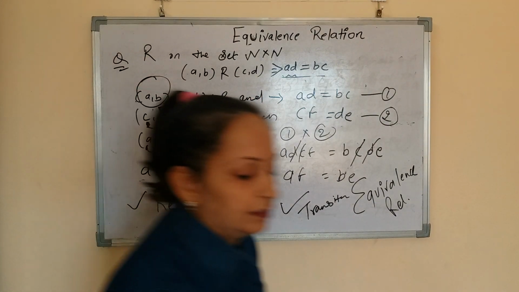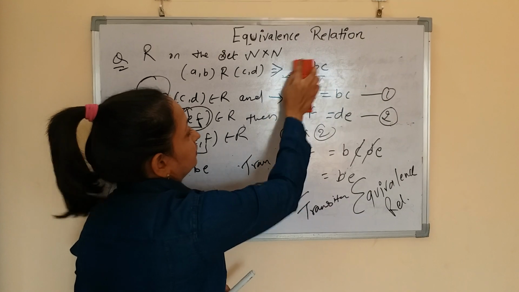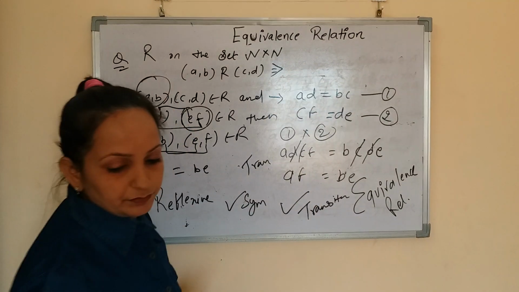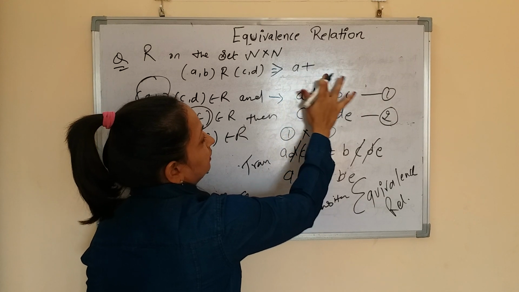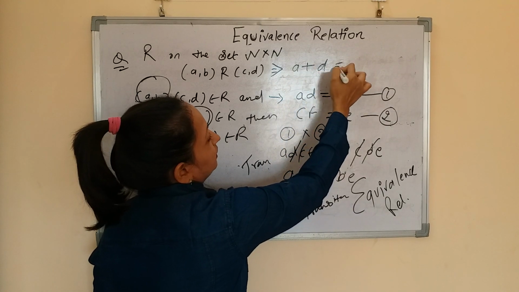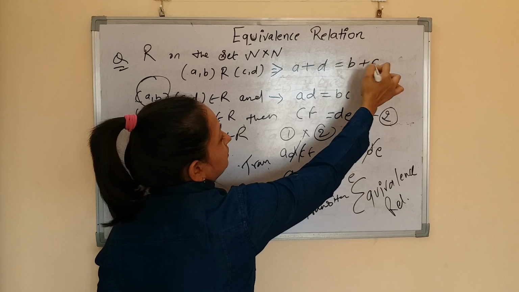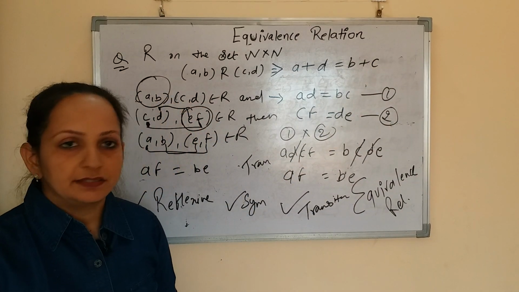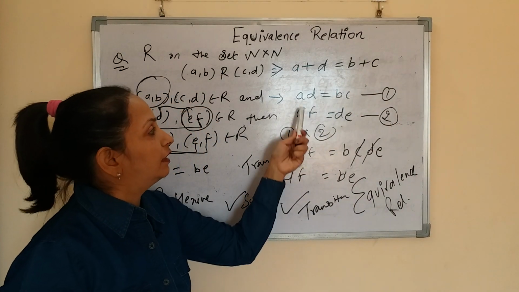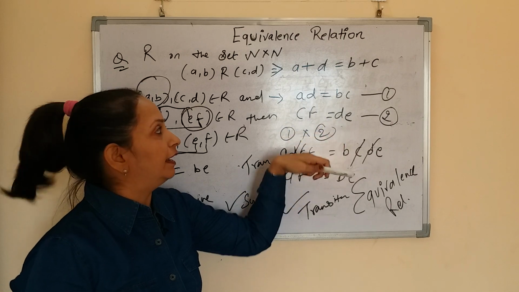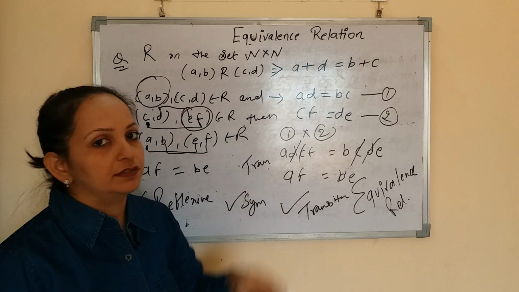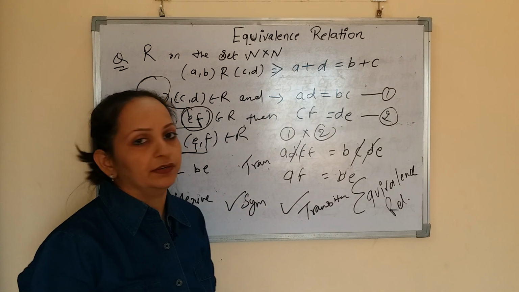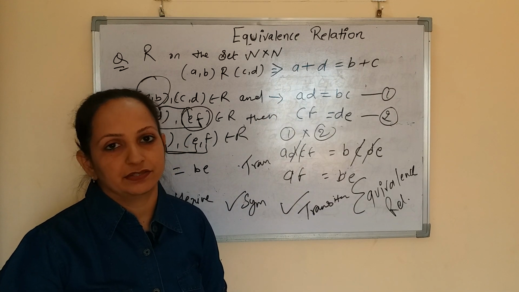Another very common example is on the same set. It's just a little change in your definition, that is A plus D is equal to B plus C. So not a big change, we just change the operation. Here I am performing with multiplication and here they are performing with addition. So this question is for yourself. Try it yourself, and if you can't do it, just let me know in the comment section. In the next video, I will cover it.